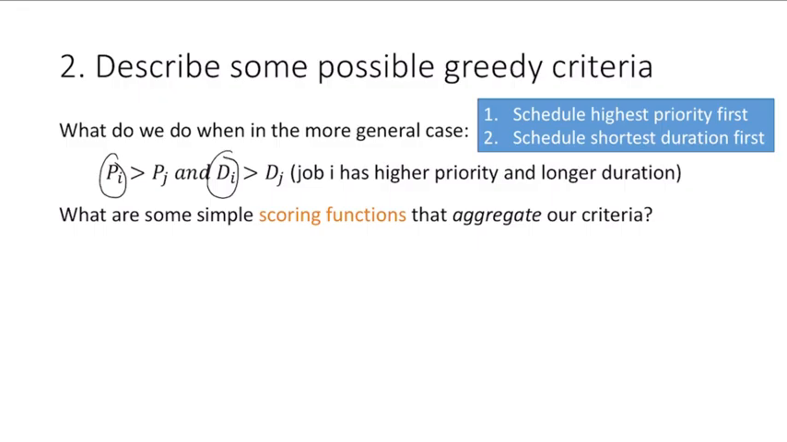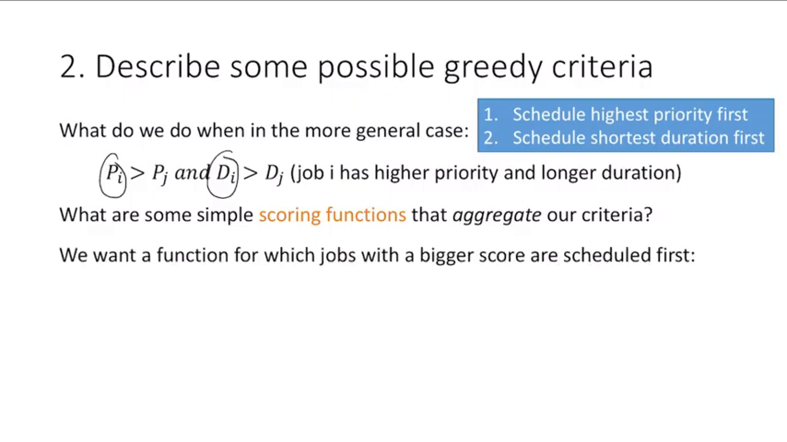Well, we have to do something to sort of compare jobs at that point. We can't just go with our easy cases there. We have to find some way to score our jobs and figure out which is better. So what we want is a scoring function where jobs with a bigger score are scheduled first.